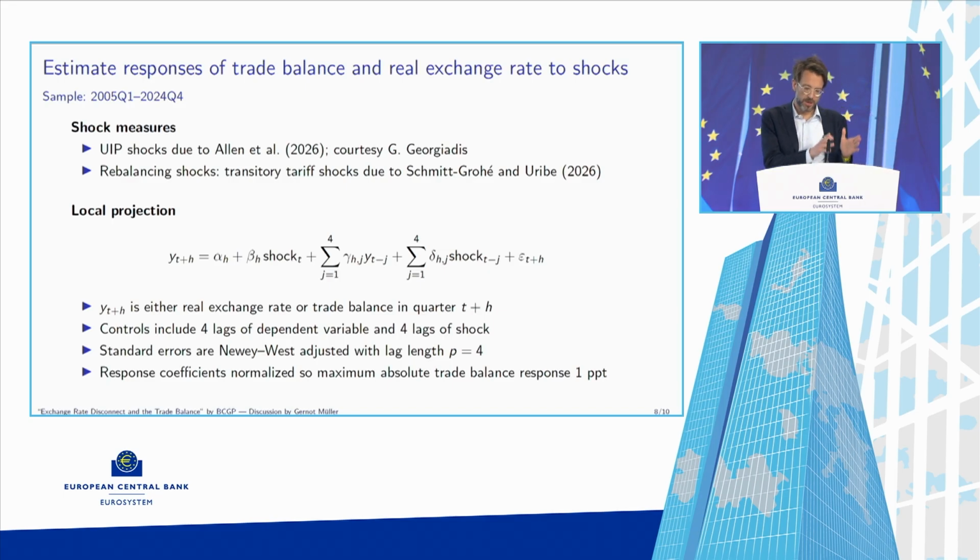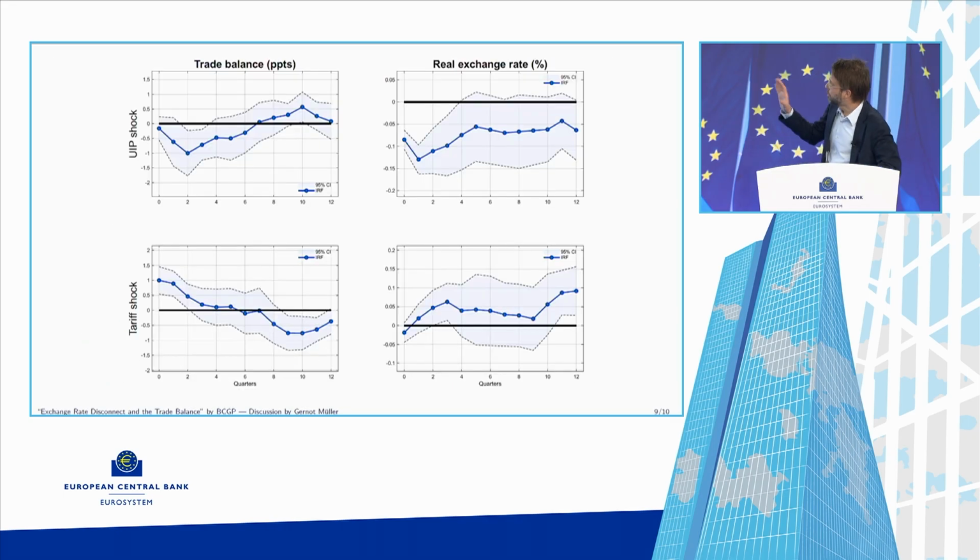So that's the real exchange rate and the trade balance, how they respond to these shocks. Okay, and this is what I get. So the top panels, let's focus on the top panels for a second. This is the response to the UIP shock. Trade balance left, real exchange rate right.